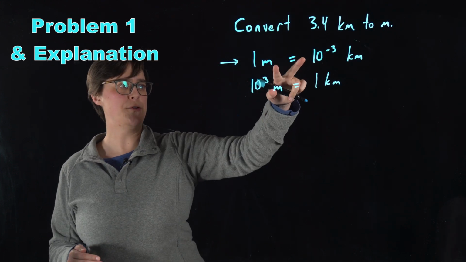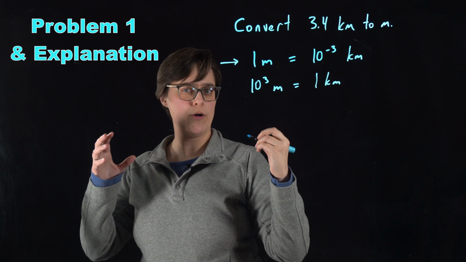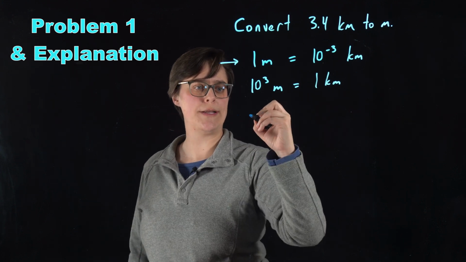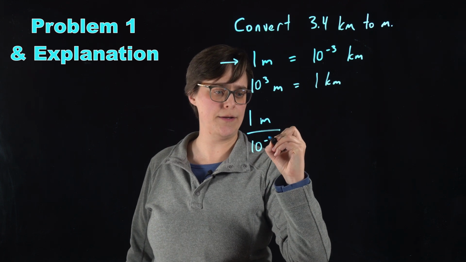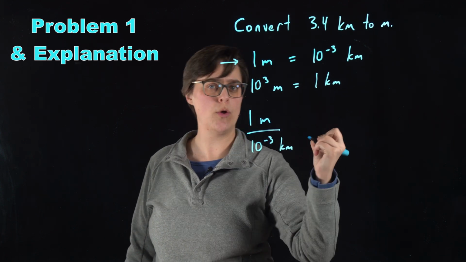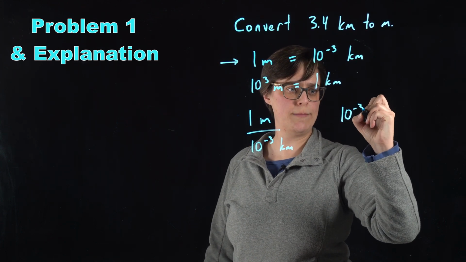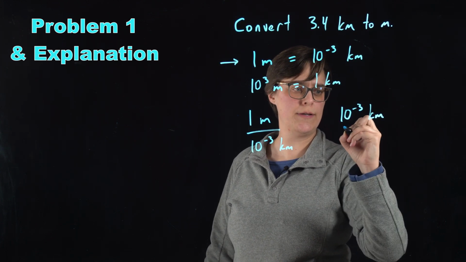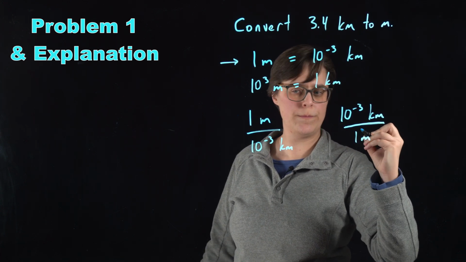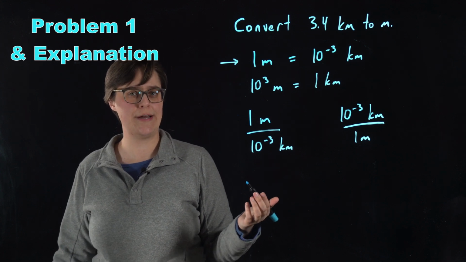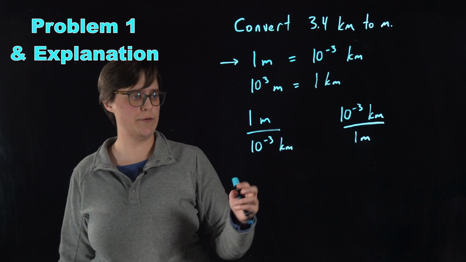I'm going to write 2 fractions based on this equality. Both of them are going to be conceptually equal to 1, but 1 meter divided by 10 to the minus third kilometers, or flip it around, write it the other way, 10 to the minus third kilometers divided by 1 meter. Now, neither of these fractions are actually equal to 1, but conceptually, they kind of are.